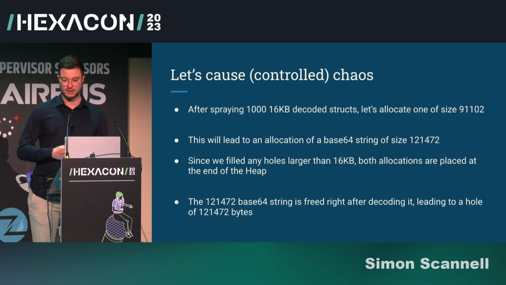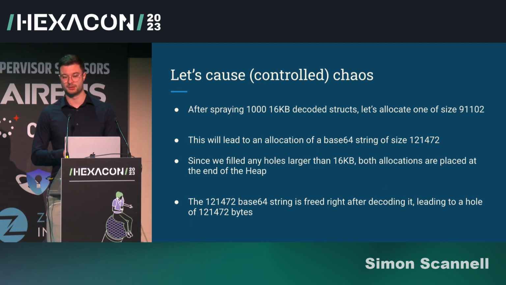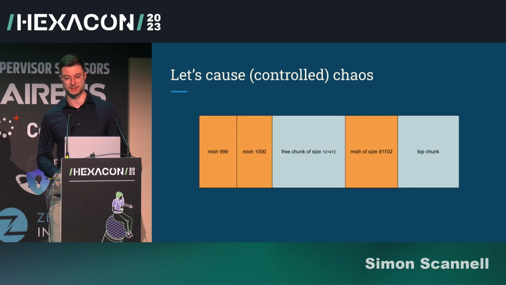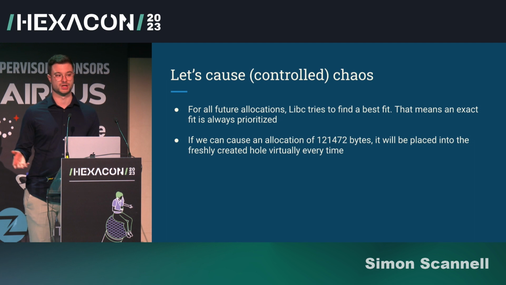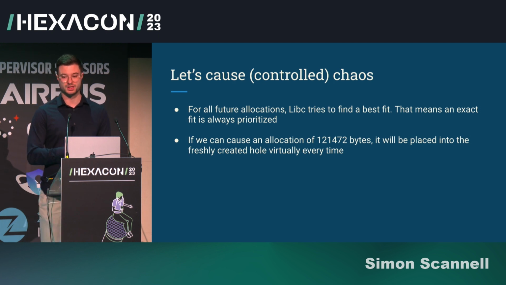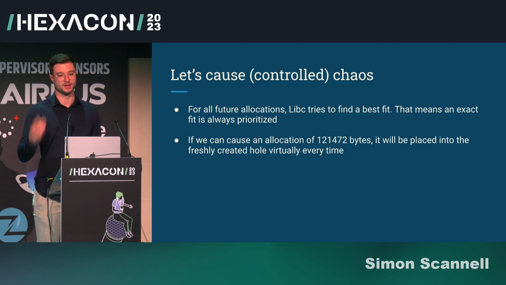So the 121,472,000 byte base64 string is freed right after decoding it, leading to a hole of the same size. So now we have created a free chunk. For all future allocations, libc again tries to find the best fit, which means it will prioritize the smallest possible hole, so the 121,000 byte hole should almost never be touched just because there are better free chunks available. So we can keep this chunk free until we actually need to allocate something into it.